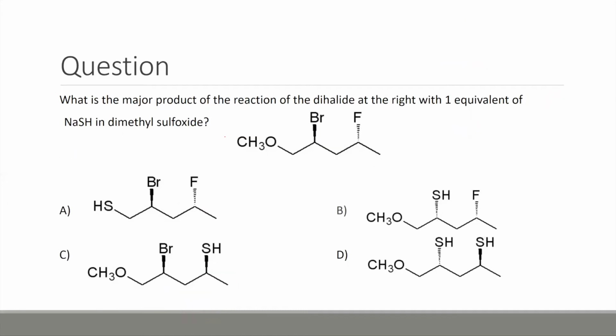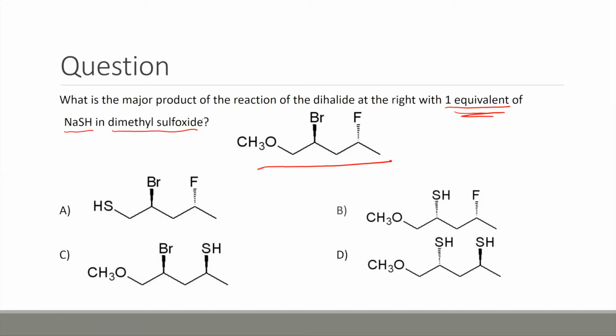Okay, let's talk about products, how to predict products, also understanding which type of reaction you're going to be doing. So here it says, what is the major product of the reaction of a dihalide? Here's our electrophile, a dihalide that has reacted with one equivalent, this is key, one equivalent of this NaSH in dimethyl sulfoxide.